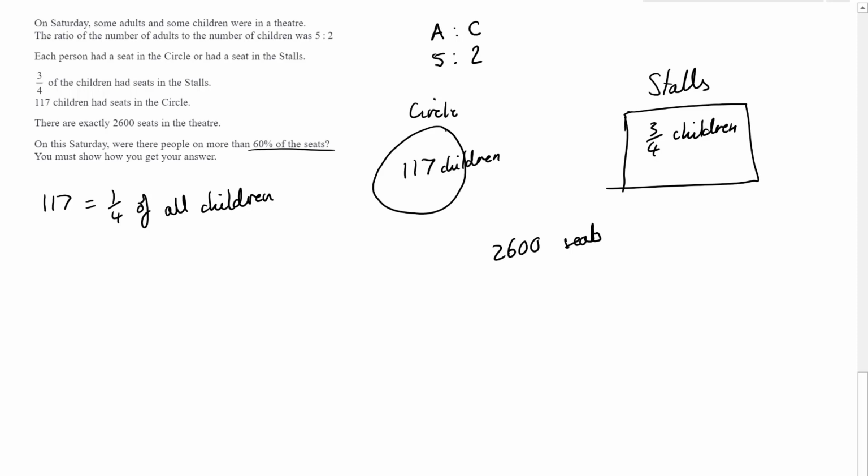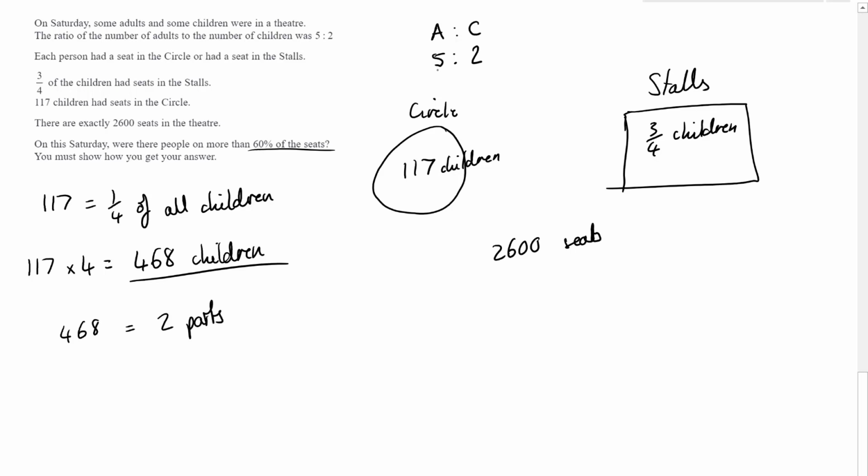Therefore, if we know this is 1/4 of all the children, to get the total amount of all the children, we just have to multiply this by 4. So 117 times 4 gives us 468 children. Now we can work out the number of adults as well, since we have this ratio up here. This ratio is saying that for every 2 children we have 5 adults. So if this 468 is the total amount of children, it means that 468 is 2 parts of this ratio.